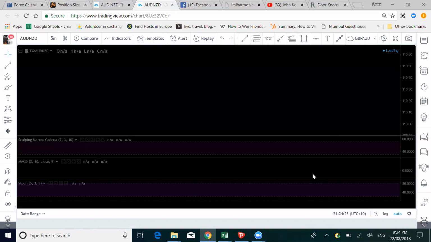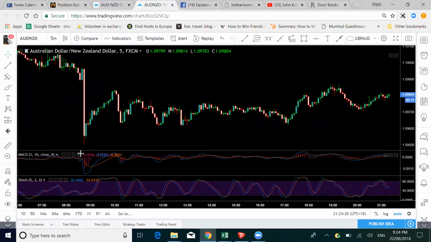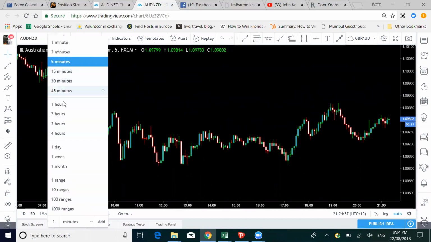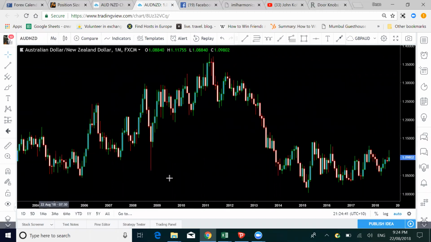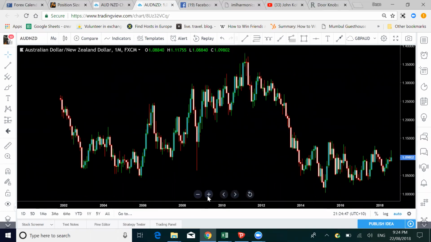So every chart tells a story. Let me turn some of these off. We don't need them for this. And what we're trying to do is use that story to help us with future forecasting. So the way we start all the way back on a monthly time scale, and we want to zoom right out so we can see the entire history of the currency.